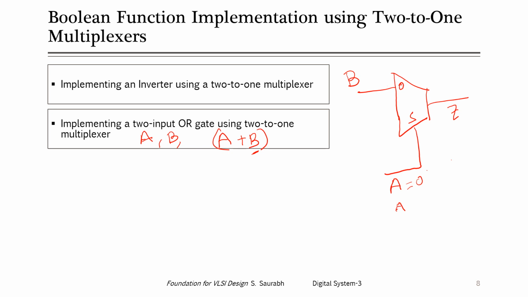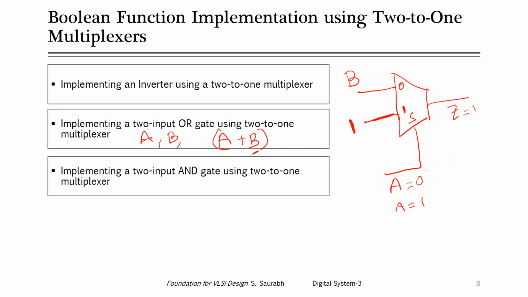And if a is equal to 1, then the output should be 1. So here we can give the constant signal 1. So this is the 1 select line, and this is the 1 data input for this multiplexer. When a is equal to 1, this line will be selected and z will become 1. So this is a very simple implementation of a 2 input OR gate using a 2 to 1 multiplexer.